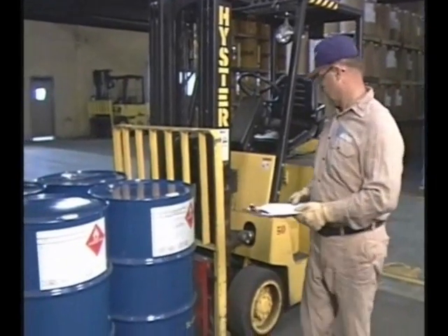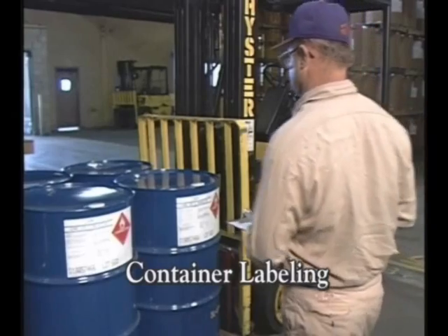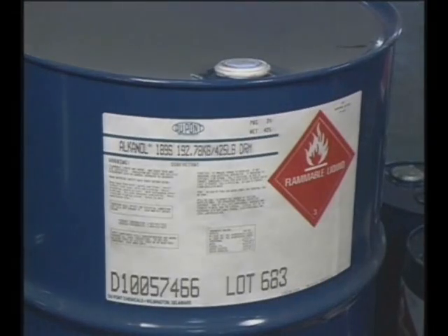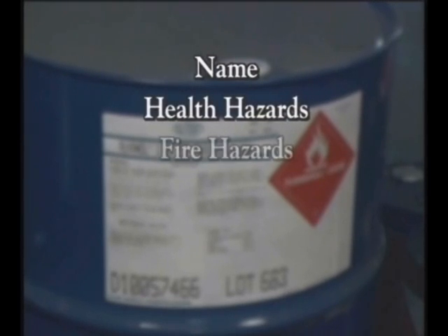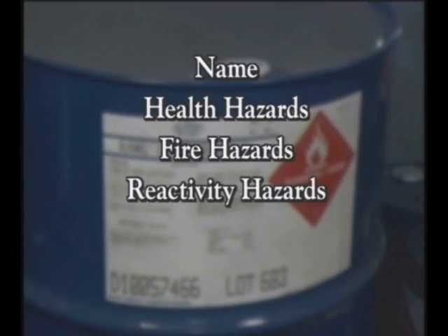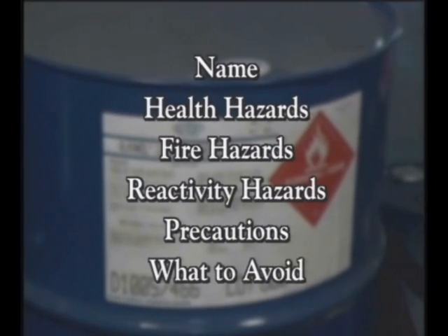Another place to look for right-to-know information is right on the container label. At a glance, the label will provide the material's name and its potential health, fire, and reactivity hazards. It may also list specific precautions to take or situations to avoid when working with the chemical.